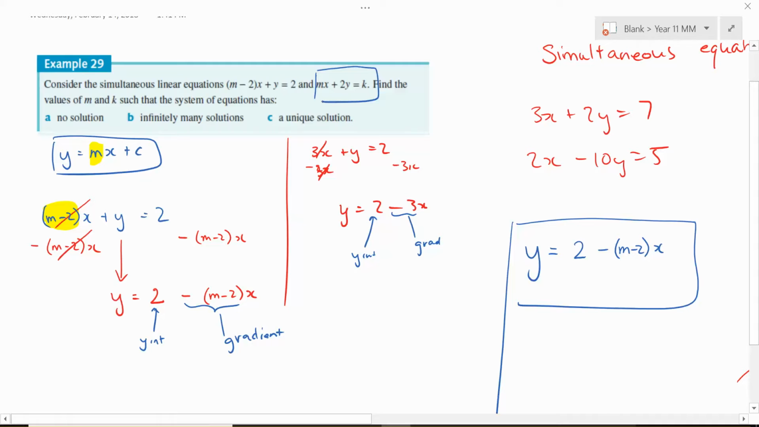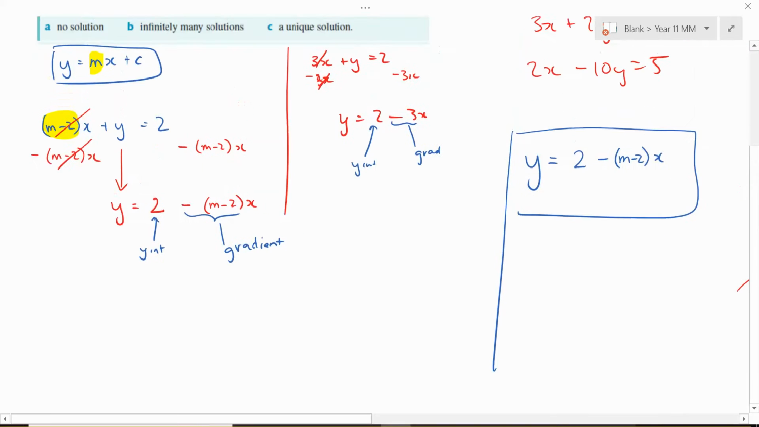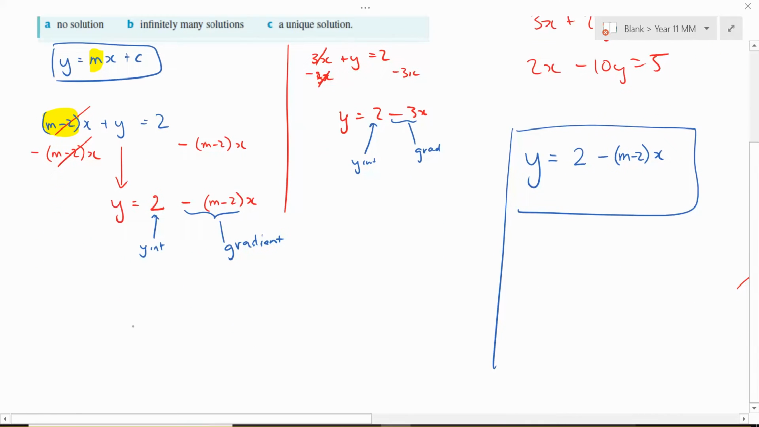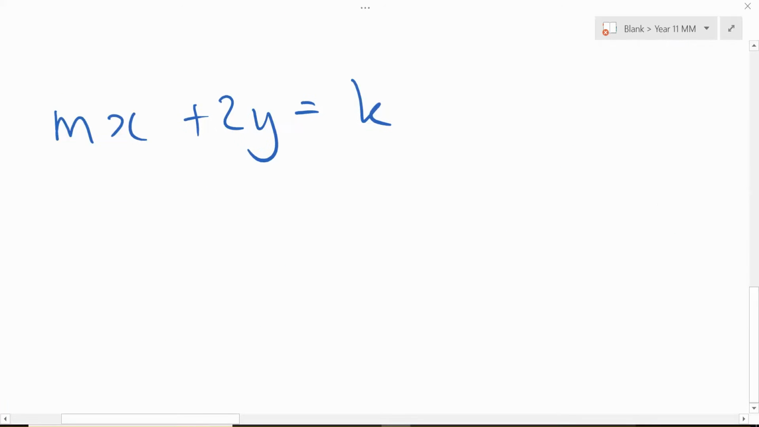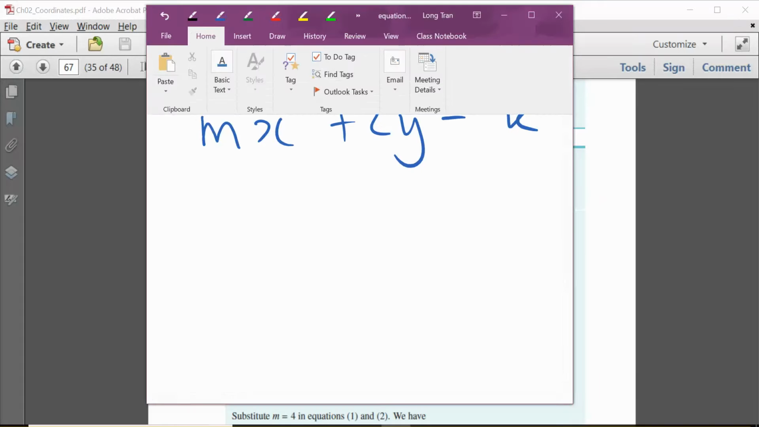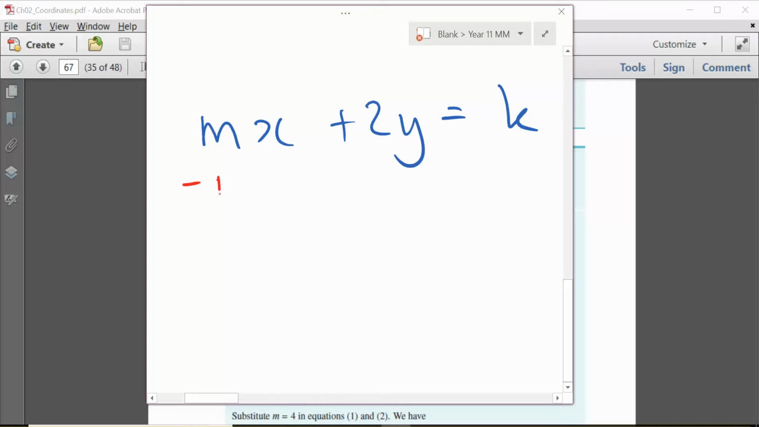Same concept. We're going to do exactly the same thing. mx plus 2y equals k. You want to rearrange it to get y equals mx plus c. That's what you want to do. So, up here was mx plus 2y equals k. Yeah, let's try to rearrange this now. Same concept. I want to move all of this across. Take it away. So that's what I'm going to do. I'm going to write in red here. Take away mx, take away mx. mx minus mx cancels out to be 0.